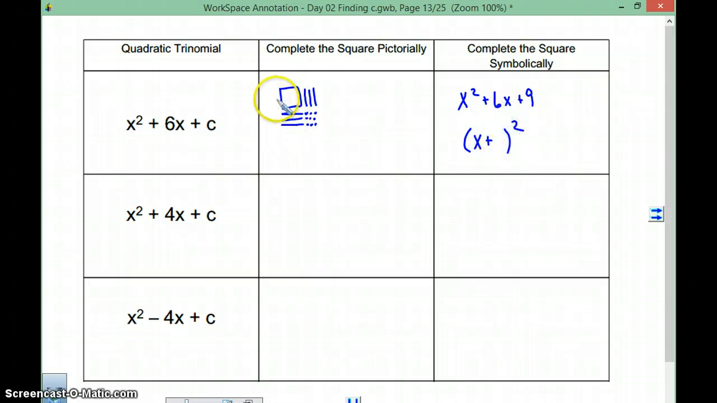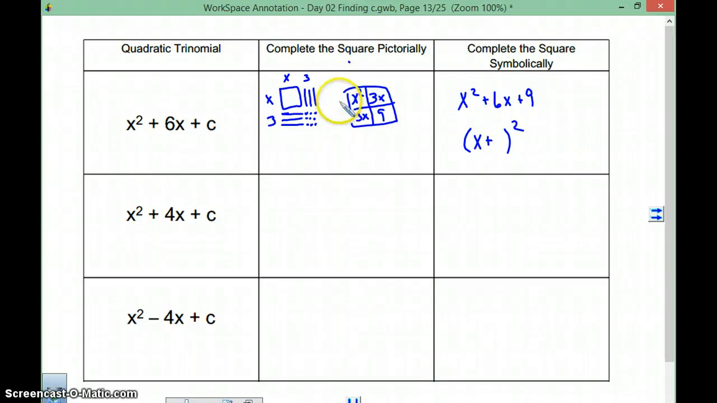X plus something squared. Well, can you see on the side here? This would be an x. This would be a 3. This would be an x. This would be a 3. Or if you want me to do it with numbers, I can do it this way. Area model. X squared, 3x, 3x, and 9. Can you see that this becomes an x?